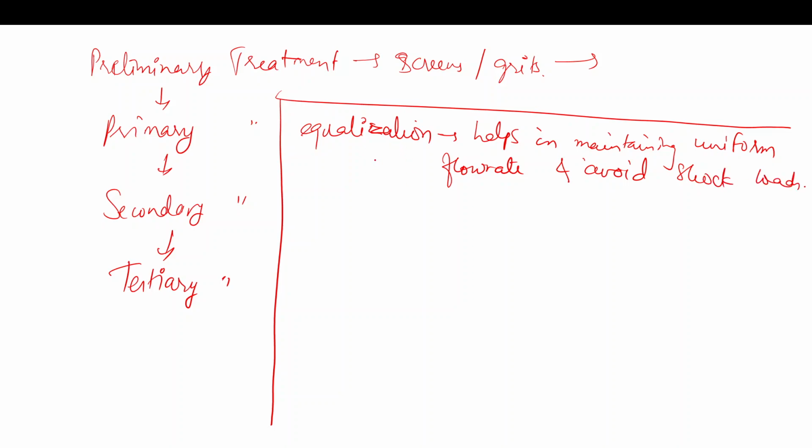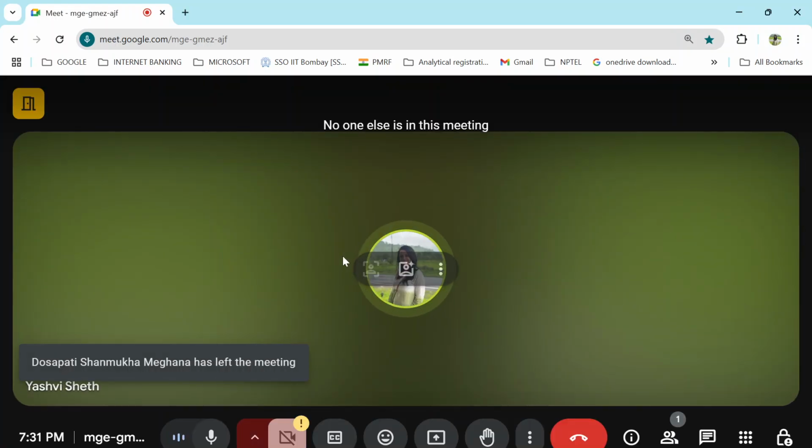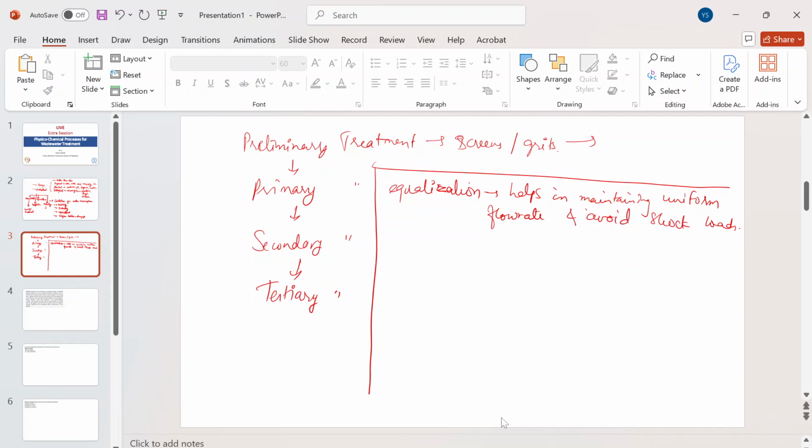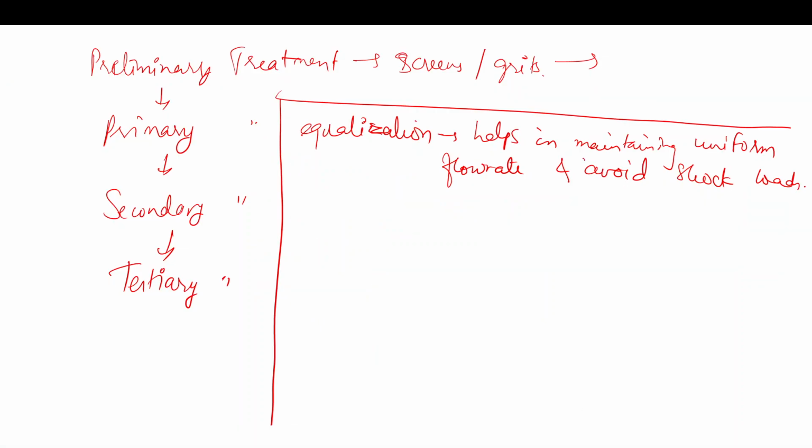Once you provide equalization, one more step might be required, which is neutralization, where you try to adjust the pH of your wastewater so that it is in the range where further processes might happen.